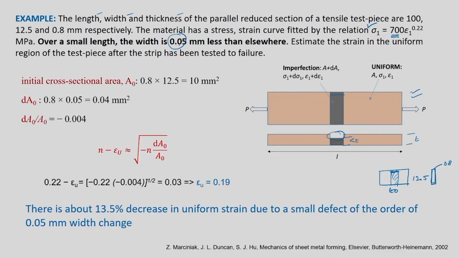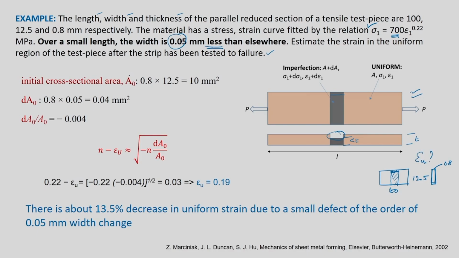So, that is the only difference here. How much difference? The width is 0.05 mm less, so this will directly give you dA naught. Now, what is the question? Estimate the strain in the uniform region of the test piece after the strip has been tested to fracture. So, when you deform the sheet, it will reach fracture failure. At that stage, what is the strain in the uniform region? That means you have to get epsilon u. Okay, simple calculations you can do.